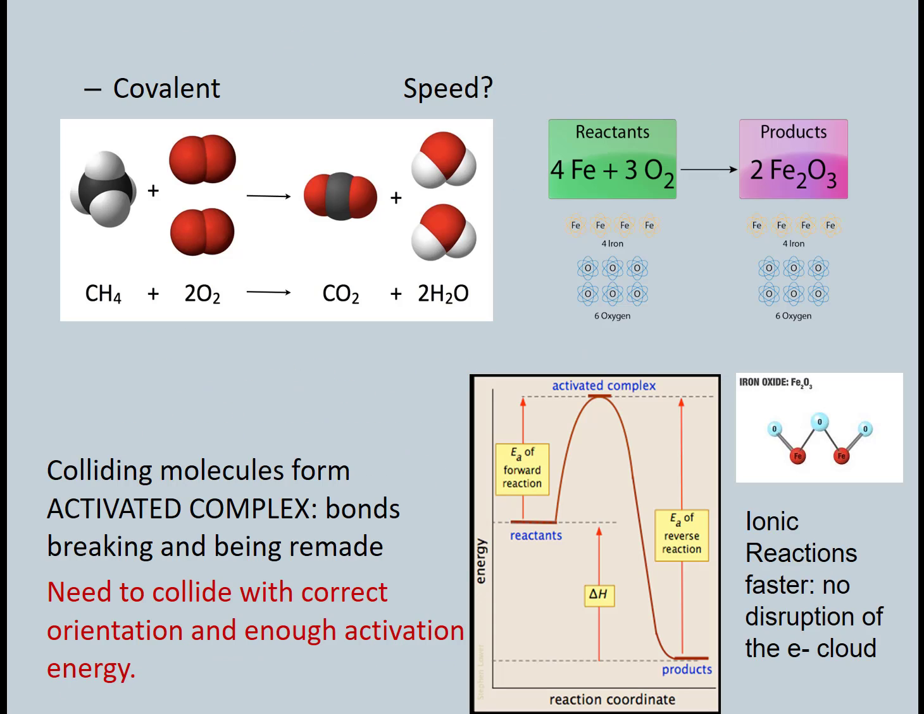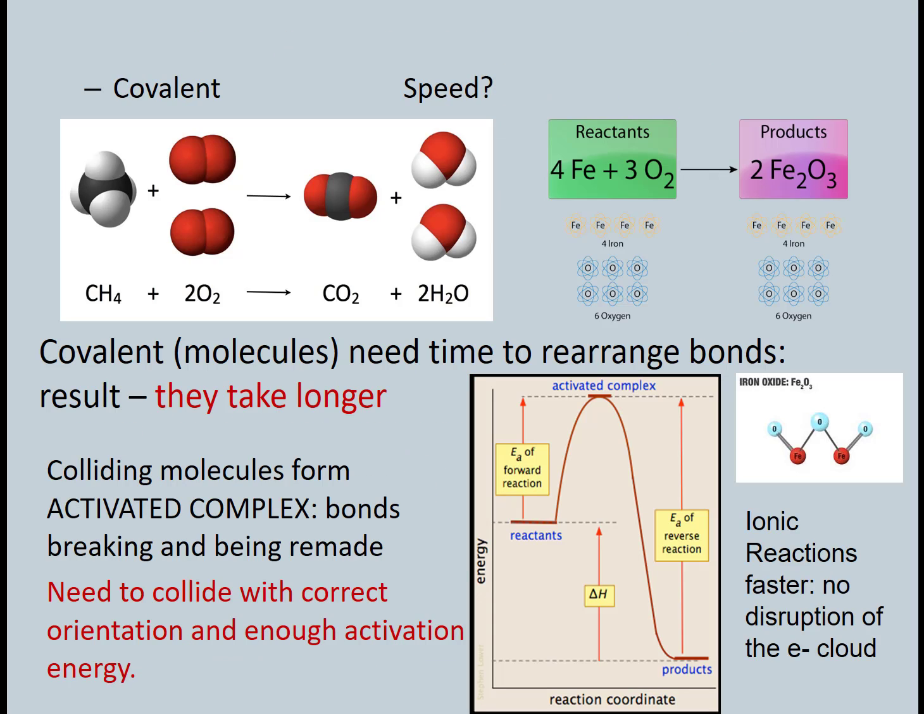Now, in a molecular reaction, the speed is slower. And that is because the covalent molecules need time to rearrange their bonds. So you actually have to have electrons transferred and shared, and those bonds need to be rearranged. The result of this is they take longer in comparison to an ionic reaction.